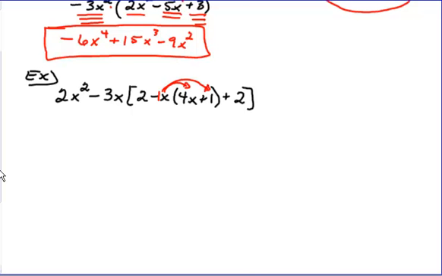Negative 1 times 4 gives me negative 4. X times x gives me x to what power? 1 plus 1 is 2. Okay. And then negative 1 times positive 1 gives me negative 1. Keep that x on there. And let's see what the rest of the problem is. I'll write that down. Because this piece came from right there.